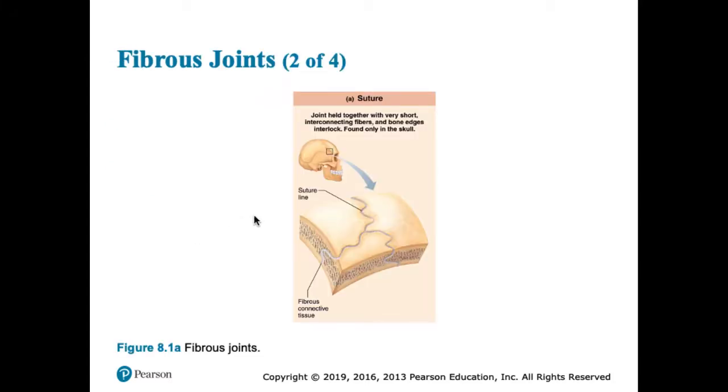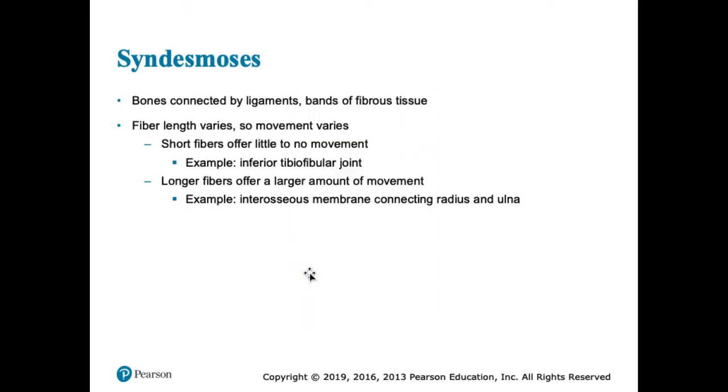So here you go, an image of that suture, that joint held together. You see they're very saw-like along that suture line, and by middle age, those merge together and become this solid structure. But there is that fibrous connective tissue within that.